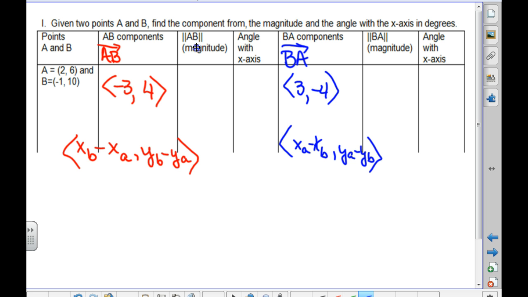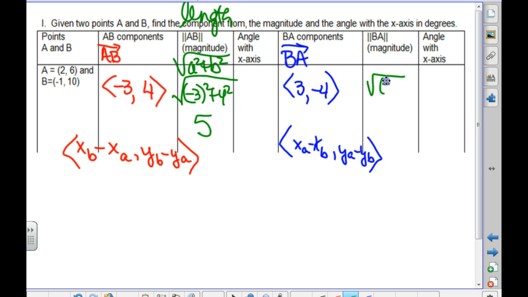The magnitude, what are we going to write in our little box to remind us what to do for magnitude here? Length. It is length, so we're going to use what? Pythagorean theorem. Yes, we're going to do square root of whatever the components are. So we're going to do -3 squared plus 4 squared, which is 5. If we switch it to BA, does the length change? No. The length does not change whether we go from A to B or B to A.